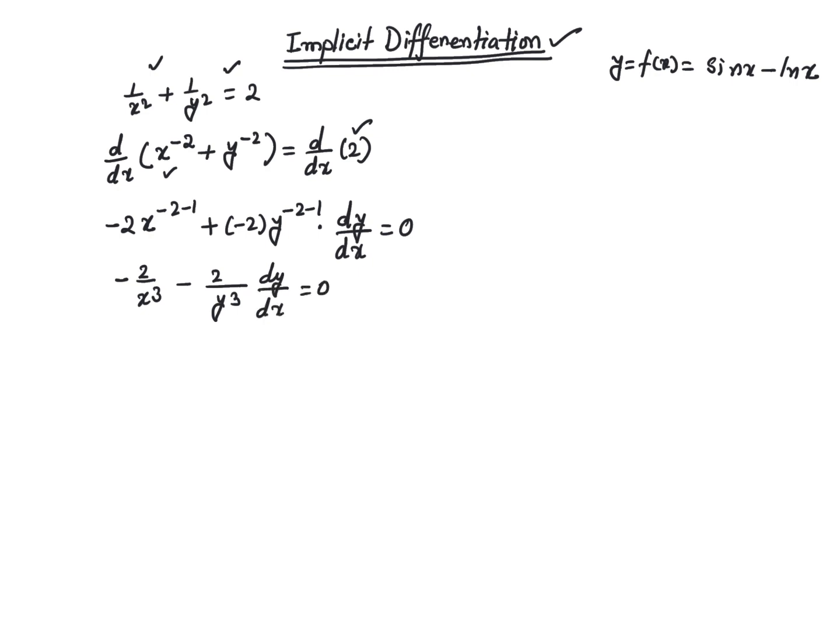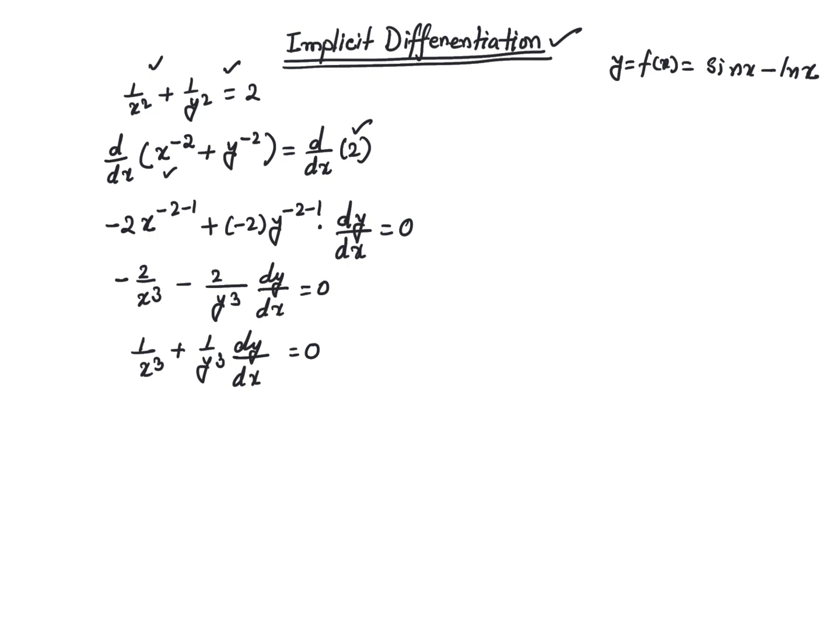I could factor out negative 2. That's going to give me 1 over x cube plus 1 over y cube dy over dx is equal to 0. I factor out negative 2 and divide both sides by negative 2, because negative 2 is a non-zero constant, so I can divide both sides by it.